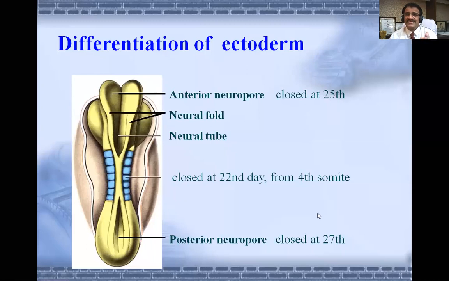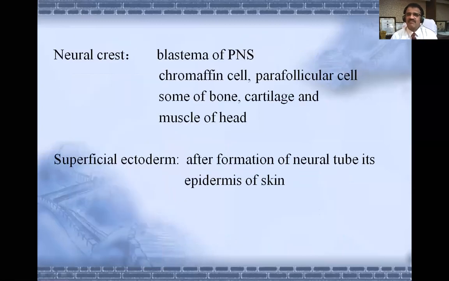Now, the neural crest will give rise to the blastema of the peripheral nervous system, parafollicular cells, some of the bone, cartilages, and also muscles of the head apart from the nervous system. Plus the skin: the superficial ectoderm gives rise to the epidermis of the skin. After formation of the neural tube, it's the epidermis of the skin which is formed from the ectoderm.